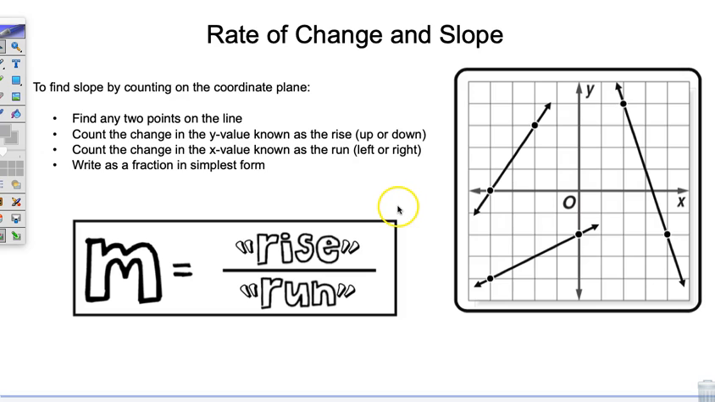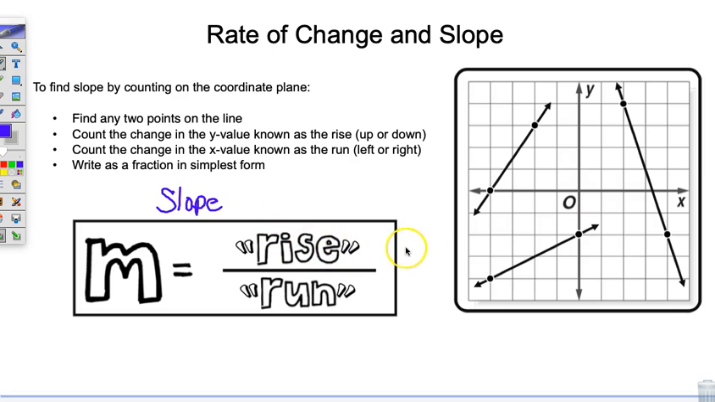To do this, you need to, 1, find any 2 points that lie on your line, count the change in the y value, which is also known as the rise. That means we're going up or down. Count the change in the x value, known as the run, moving left or right, and write as a fraction in simplest form. So down here you can see that this is basically what represents the slope. Now we use letter m to actually represent slope, so we don't have to write it out each time.